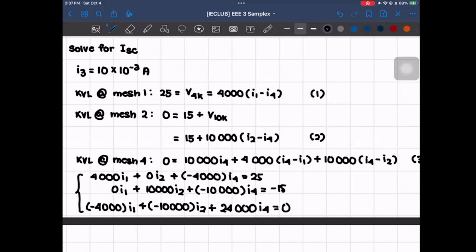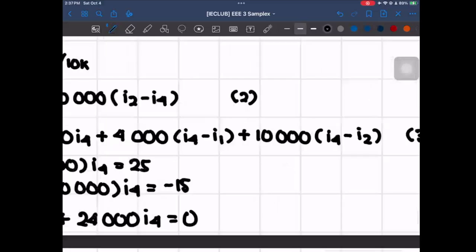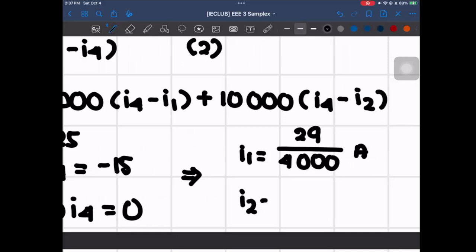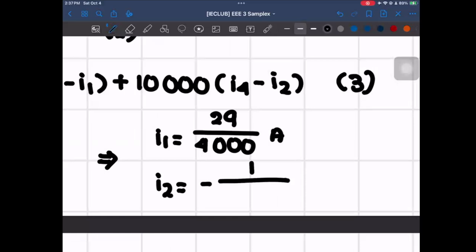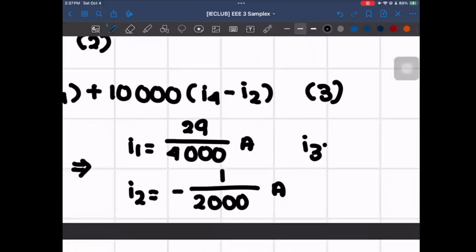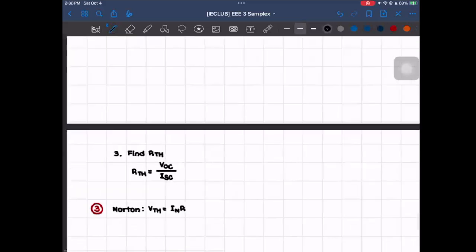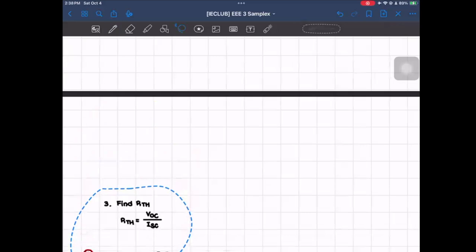And we have our system of equations, so we'll end up with these values if we plug it into the calculator. So I1 is equal to 29 over 4,000 ampere. I2 is equal to negative 1 over 2,000 ampere. And then I3 is equal to 1 over 1,000 ampere. And so we're not yet done since we are looking for ISC. With that, I'll just move this over here. Just bring it down now.